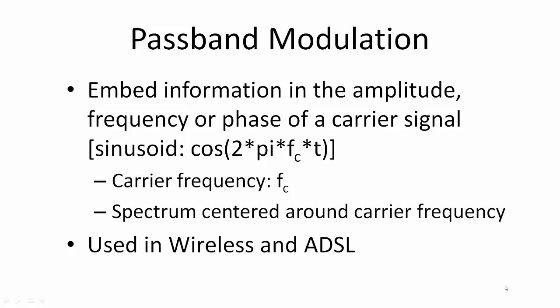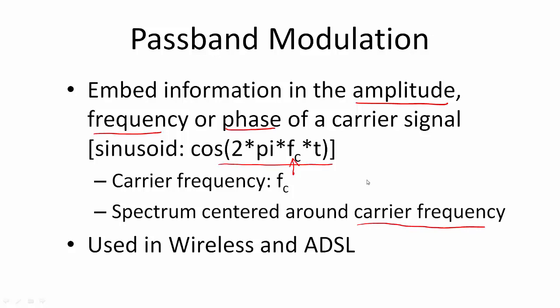In passband modulation, the data that you wish to send, the information content of it, is embedded in the amplitude, frequency or phase of a carrier signal. By the way, it could be combinations of amplitude, frequency and phase as well. And a carrier signal is nothing but a sinusoid, let's say cos 2 pi fct. Now this fc is called the carrier frequency. Now a passband modulated waveform will have a spectrum centered around this carrier frequency.